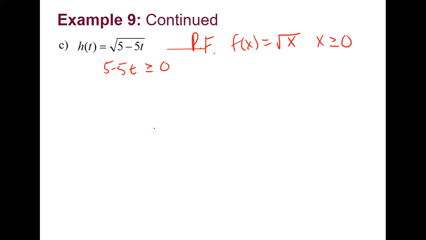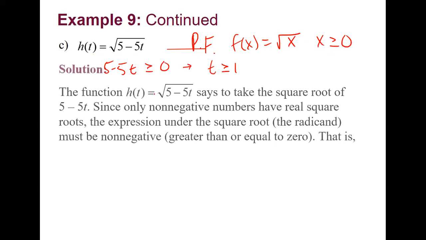So t can't be any number. What can it be? So t can be any number greater than or equal to 1, because that's what would make this a true statement, right? Yay, nay? Do we see why we said that? Yeah. Okay, so again, the reason is the square root of 5 minus 5t. You can't have negative numbers underneath a real square root. And because of that, 5 minus 5t has to be greater than or equal to 0. And therefore, t has to be greater than or equal to 1.